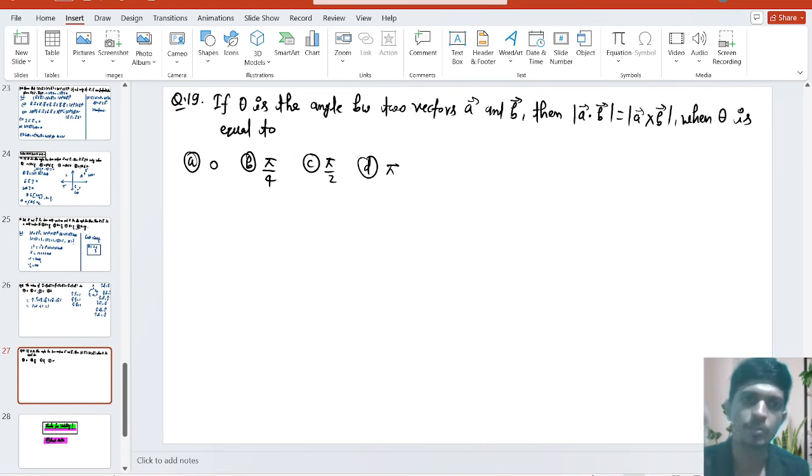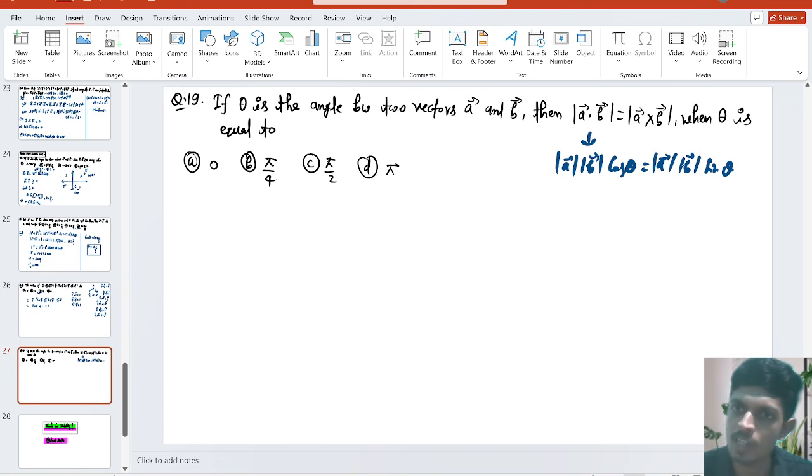Okay. So if theta is the angle between vector A and vector B, then theta is equal to what? We take modulus of vector A dot B, which is modulus of vector A, modulus of vector B, and cos of theta. And modulus of A cross B is simply modulus of vector A, modulus of vector B, sine of theta. Modulus of vector A and modulus of vector B cancel out here, and 1 equals sine theta upon cos theta. Taking cos theta to the denominator, sin theta by cos theta is tan theta, and this is equal to 1.